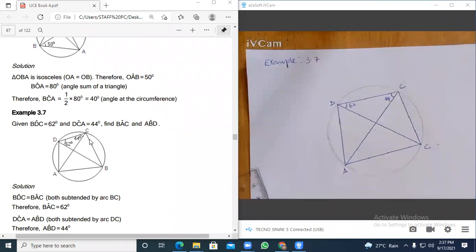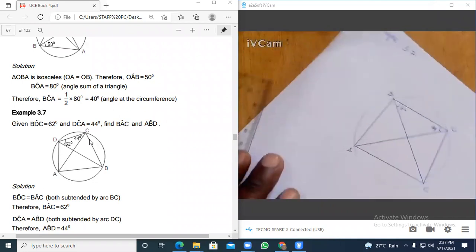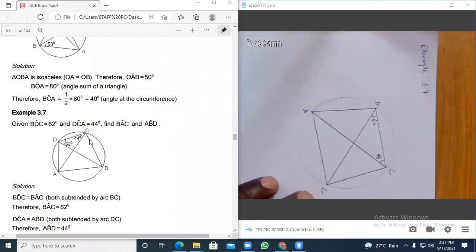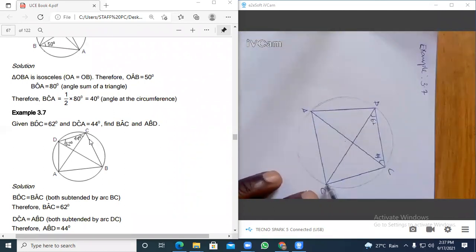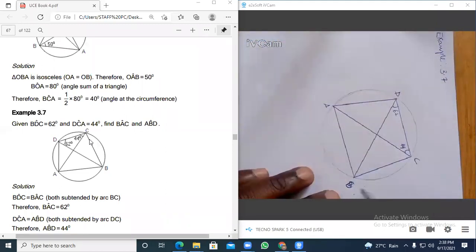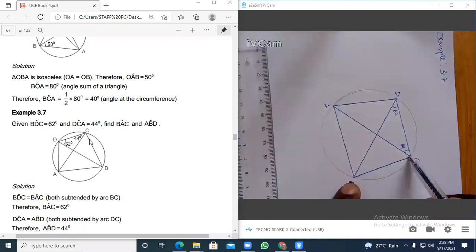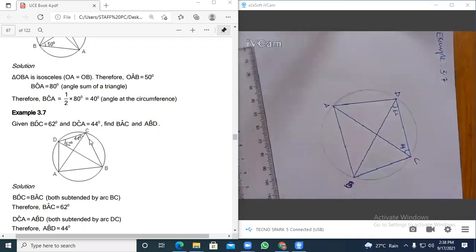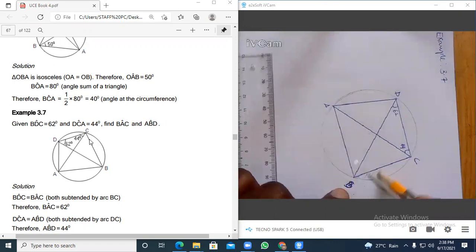Members, are we together? Yes. Okay. So I want you to look at this chord. Sorry, this is B. So do you see this chord BC? Are you seeing the chord BC? So this chord BC creates two segments. It creates this minor segment here, and it creates this major segment that we are seeing here.